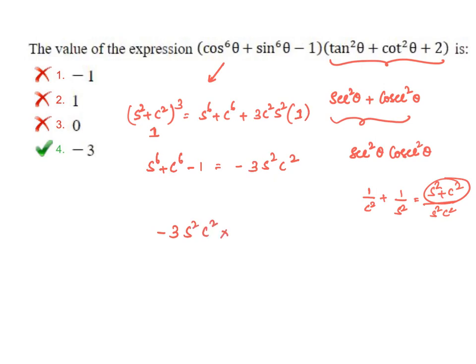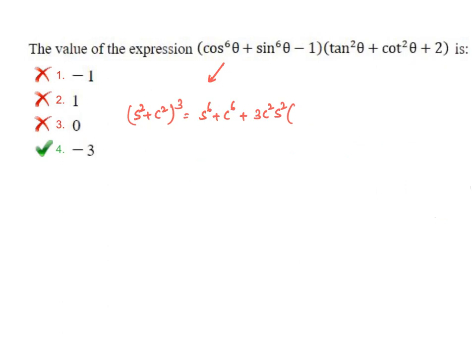The second part of the expression is 1 by sin square cos square. So anyway this gets cancelled, so you are left with minus 3 here. Or else you can substitute some θ value and then also you can do it. Let's substitute θ is equal to 45. So we know cos 45 is 1 by root 2. 1 by root 2 whole to the power of 6 is 1 by 8, plus 1 by 8, again minus 1.